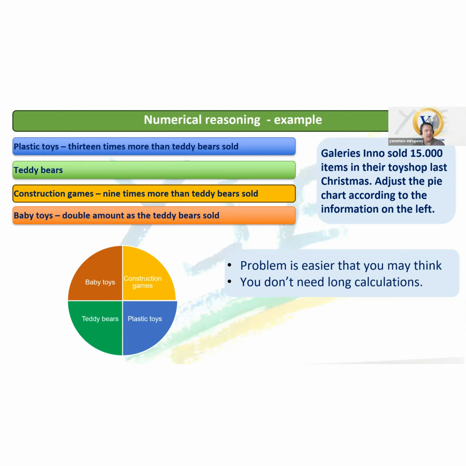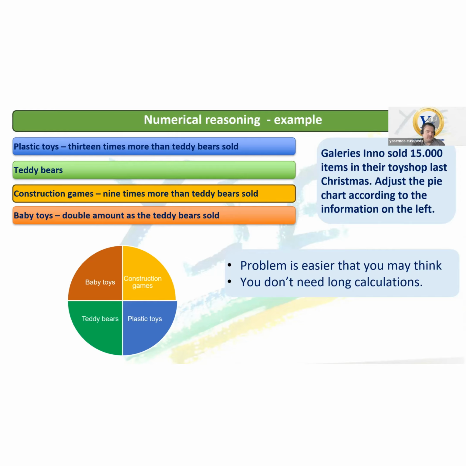Literally, 1 minute. How come? How is that possible? Very simple. First of all, friendly advice: don't do all the calculations. You don't need to know how many baby toys were sold in the end, or the plastic toys. You just need to know the percentage, right? That's how we distribute the different sectors in the pie chart.